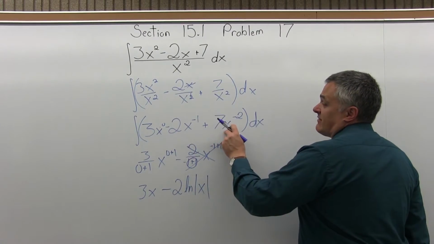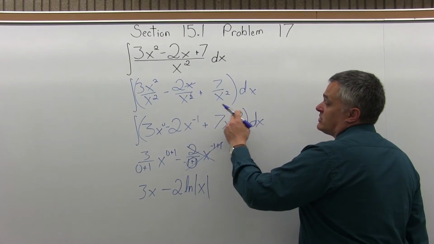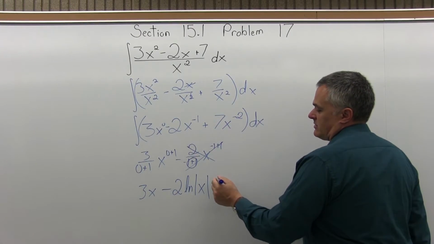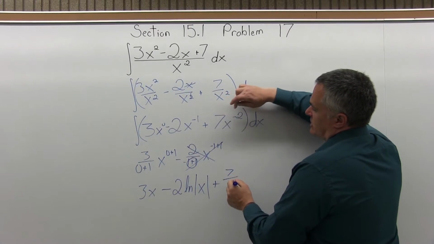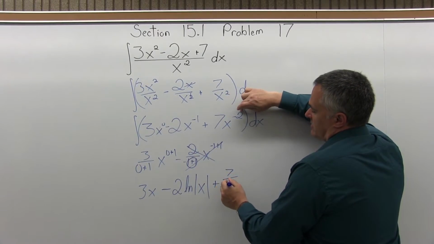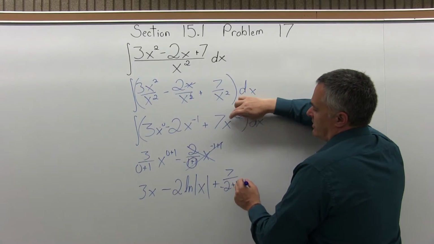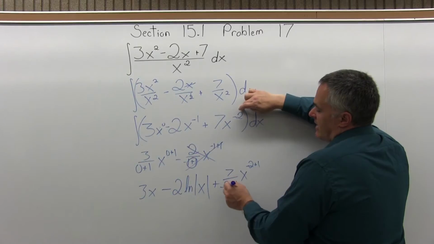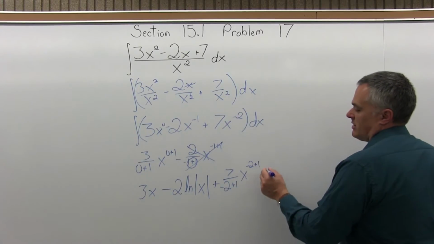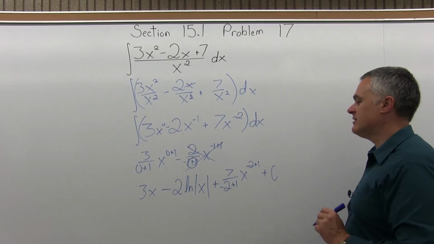Now the last piece is 7x to the minus 2. This minus 2 is fine. That's not going to give me any trouble. So I have plus, the 7 that's in front is in the numerator of a fraction. Then in the denominator you have the old exponent of minus 2 plus 1 more. X to the old exponent of minus 2 plus 1 more. That'll be fine. That doesn't zero out the denominator. Don't forget I have a plus c on the end.